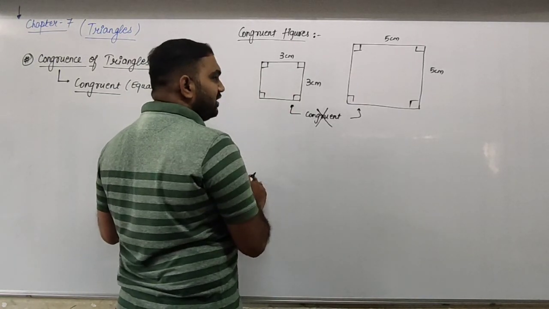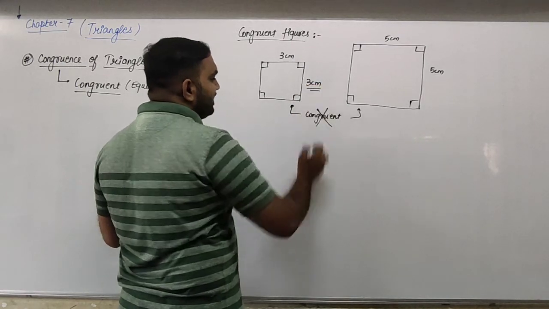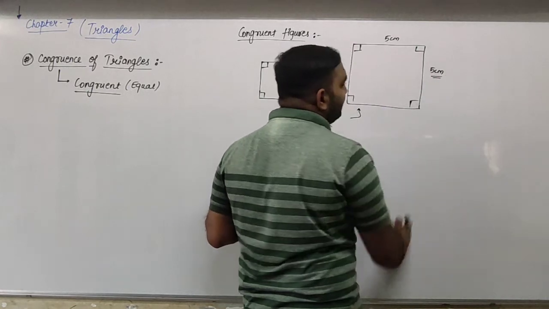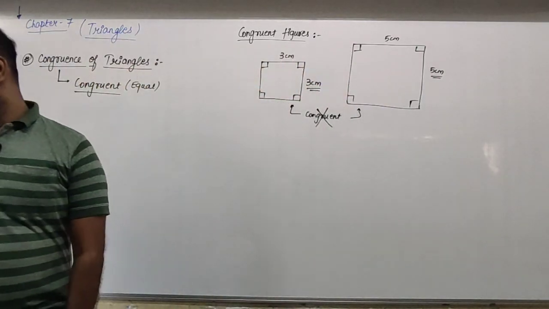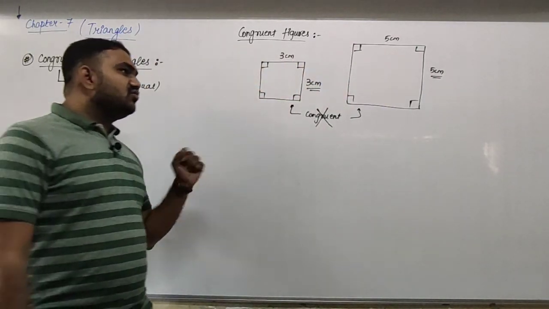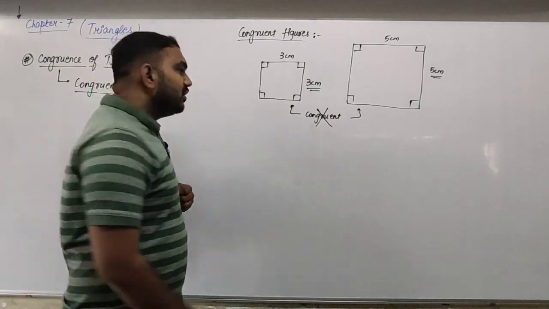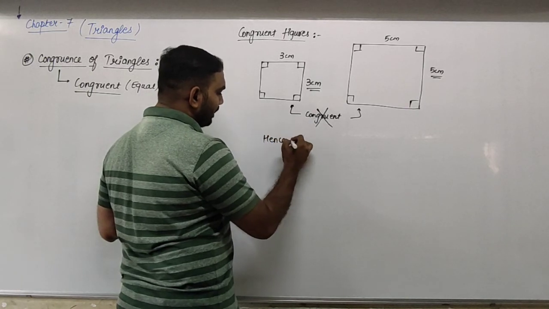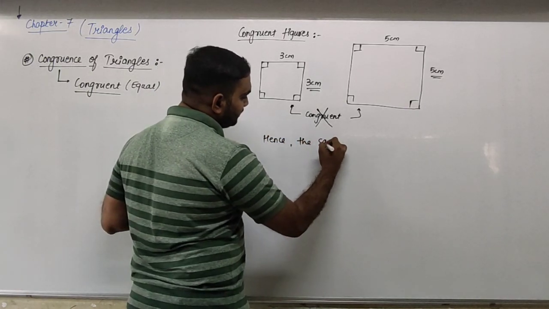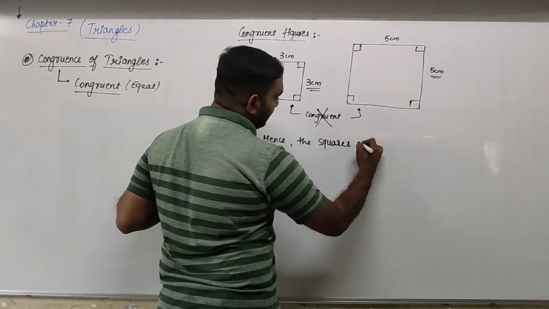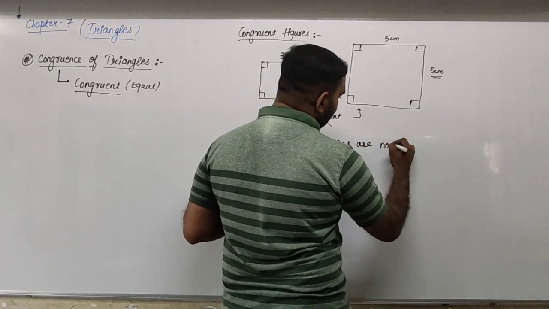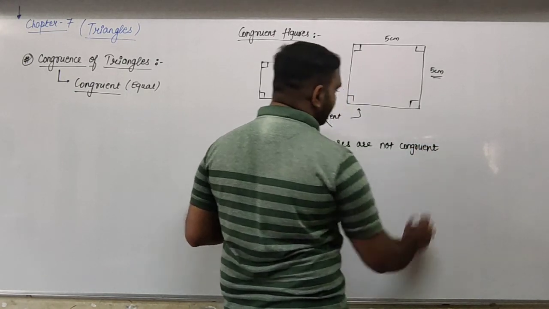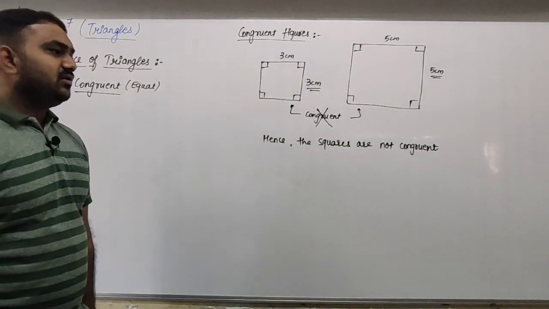Okay, here in the first square the side is having a length of 3 cm, whereas in the second square the length of the side is 5 cm, which does not make the squares congruent or equal. So hence the squares are not congruent. Right? Hence the squares are not congruent.